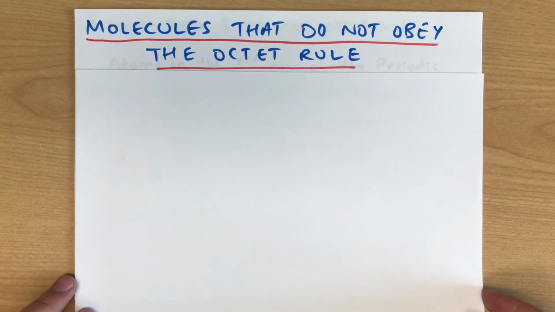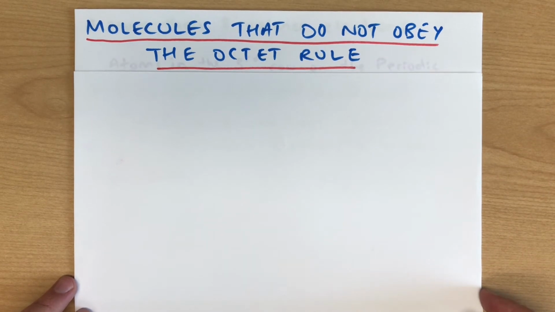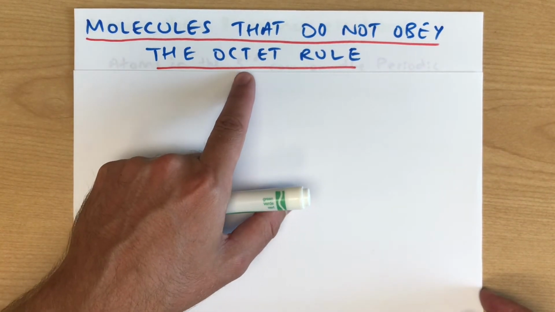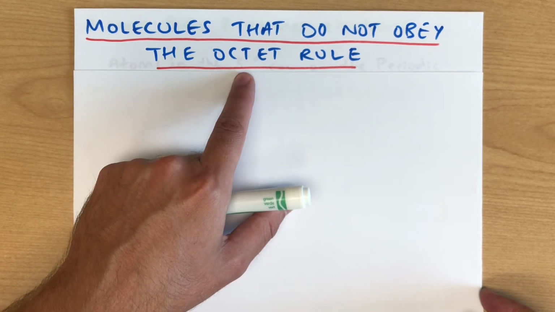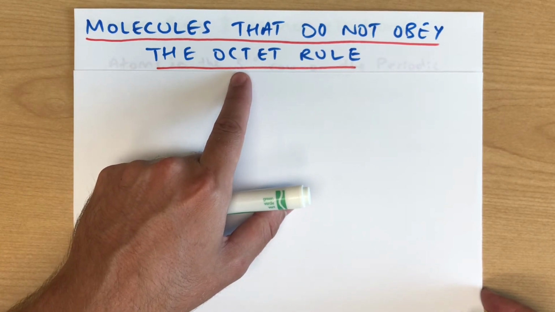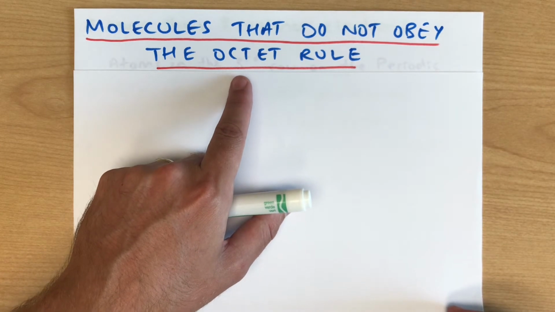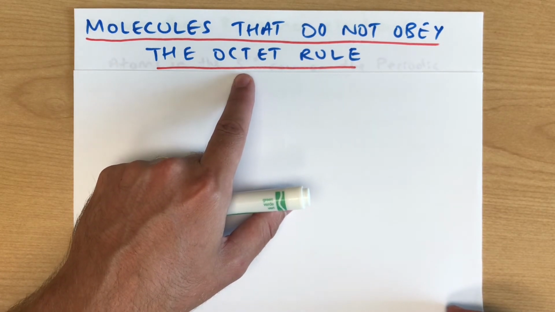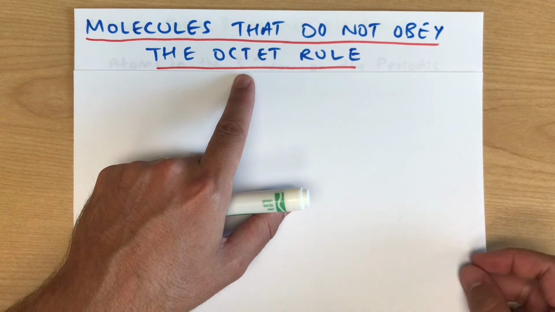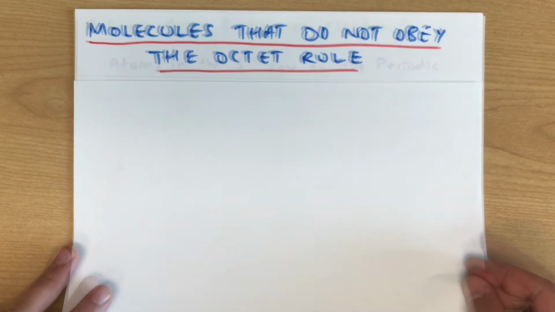Let's take a look at molecules that do not obey the octet rule. The octet rule is simply that atoms will lose or gain electrons or share electrons to get a full valence shell with 8 electrons. So hydrogen, we know, is an exception to this rule because its valence shell can only hold 2, and there are more exceptions, which we'll now look at.